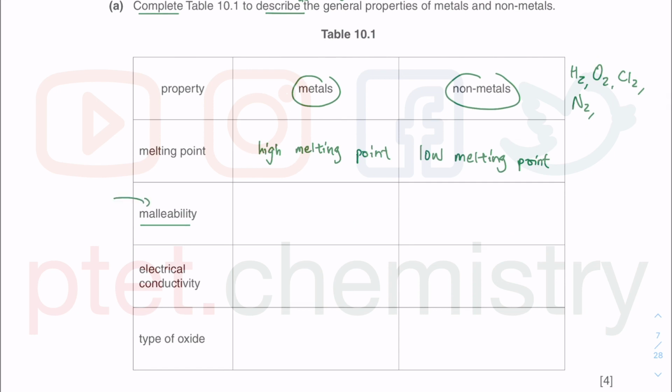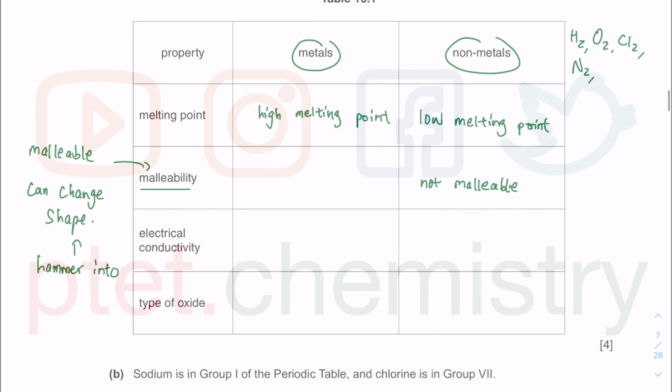Malleability, it comes from the word malleable. This is an adjective. This means can change shape. Nonmetals are not malleable. Okay, nonmetals do not change shape easily. Metals, you can hammer into thin sheets. Like in the old days, you can make body armor, you can make swords, you can change the shape of the iron, which is a metal, into whatever shape you want it to.